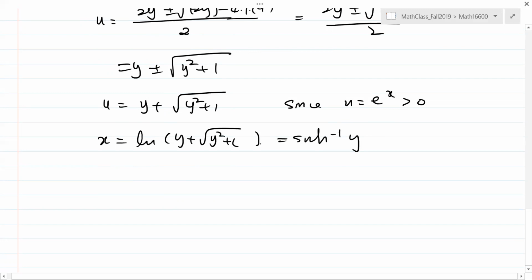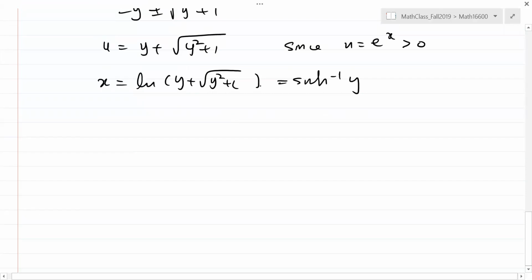All right. Question: what is the derivative of the inverse? The graph. Okay, let's look at the graph first.